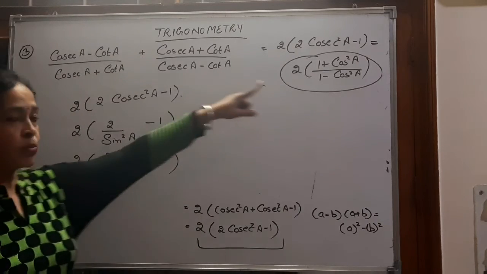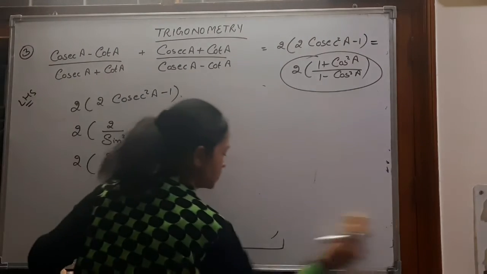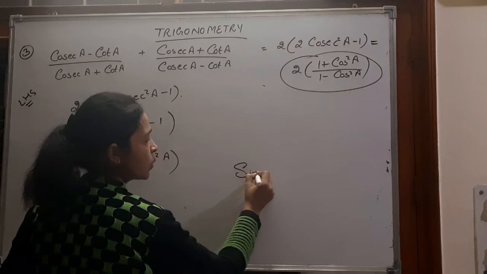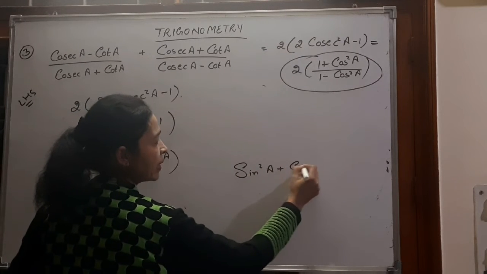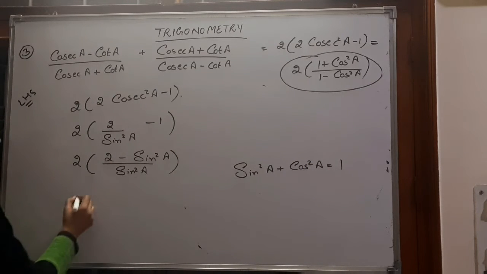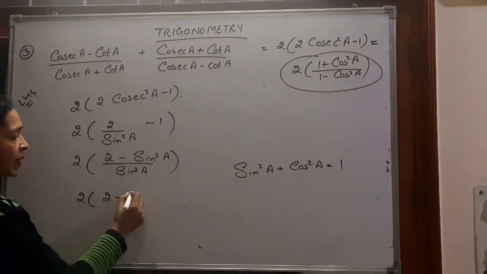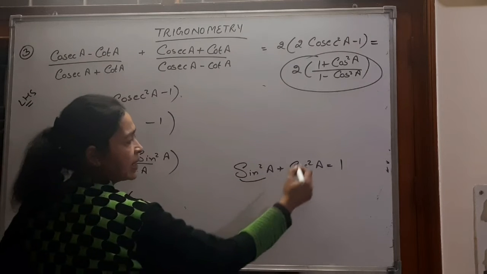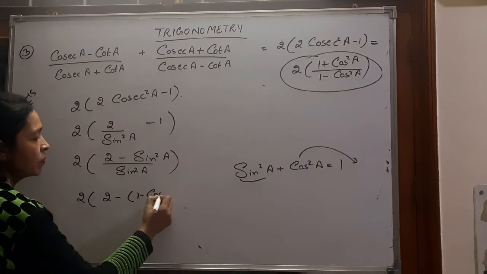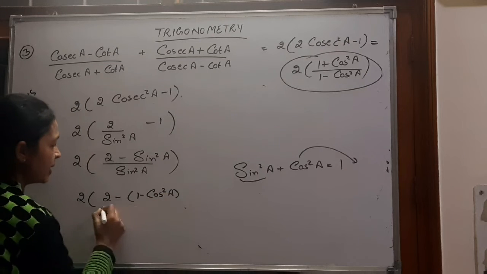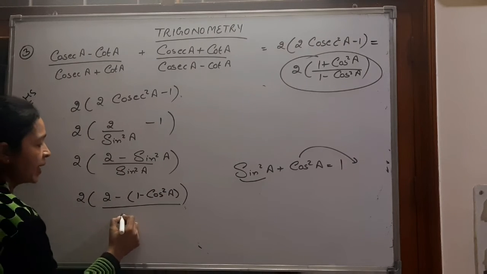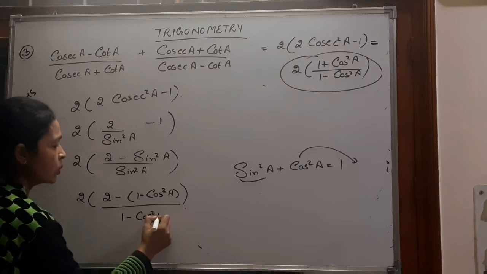But our answer must be in cos. Which identity will be used? We have sine square A plus cos square A as 1. In place of sine square A we can write 1 minus cos square A. We have 1 minus cos square A in place of sine square A. Again in denominator I am writing 1 minus cos square A.